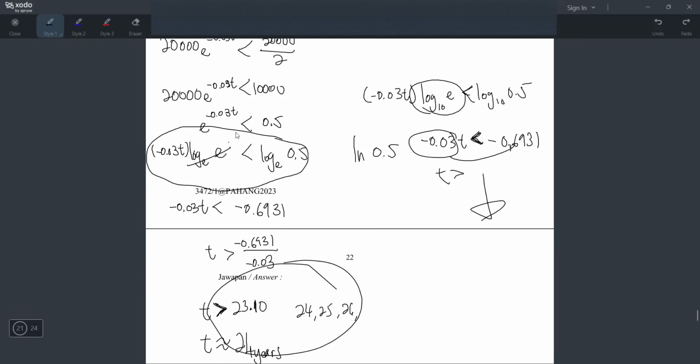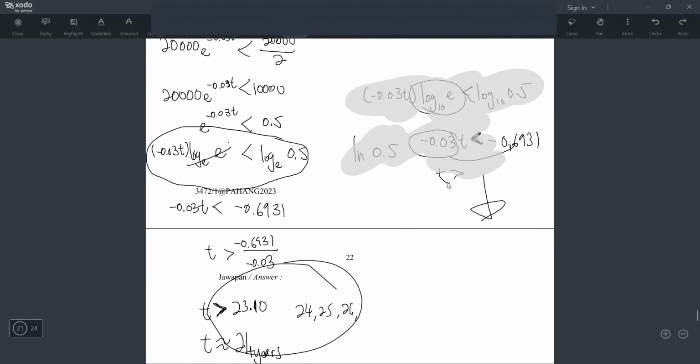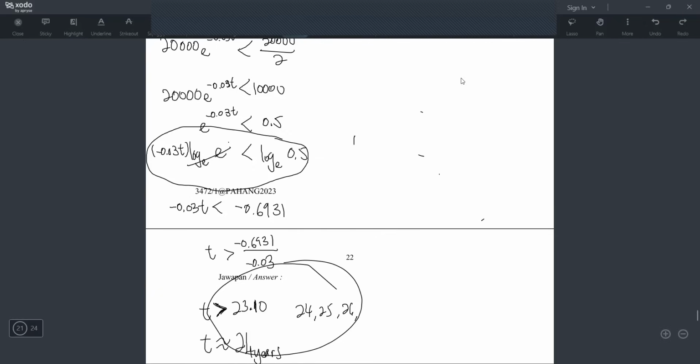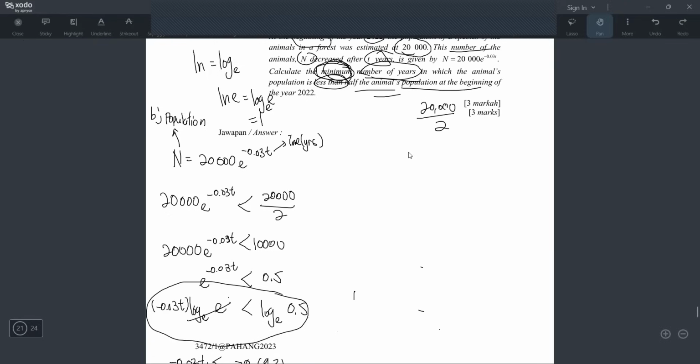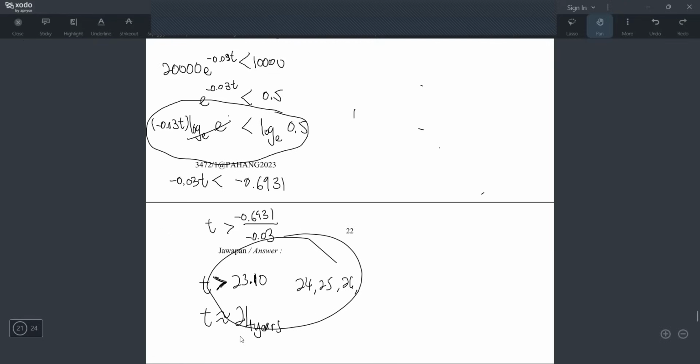So if you want to add base 10, can also. You will end up with the same answer. Okay, let's erase this and then move on to the last question. Finished already, right? 3 marks. So yeah, this is the answer. Okay, this one also I think I have to erase. This is not the answer. So the correct answer here is 24 years.